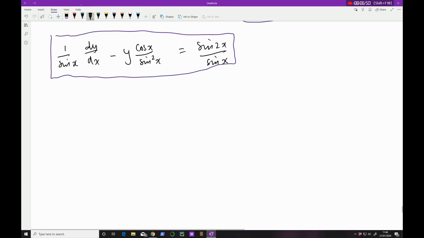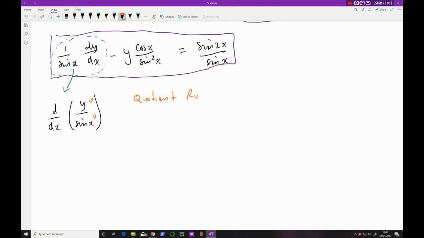I would encourage you to take a look at the left hand side always, and note that you can modify this into something else. So this 1 over sine x dy by dx can be modified into d over dx. So I just take d over dx out as the common factor, and I'm left with y over sine x. And note that you can differentiate this with respect to x using quotient rule.